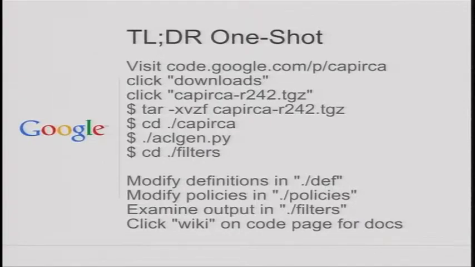These are my web servers. These are my mail servers. These are my offices. And you just change those addresses or those net blocks. You can modify policies by going in the policies directory, taking the existing policies, tweaking them around, playing with them. Run aclgen again, look at the filters to see what the output looks like.